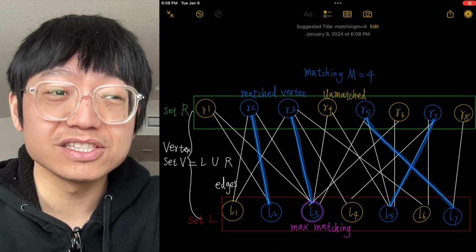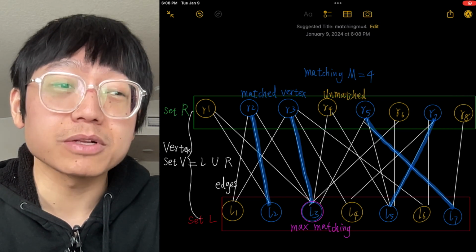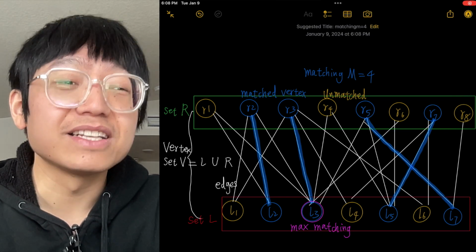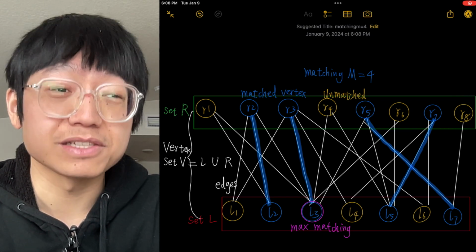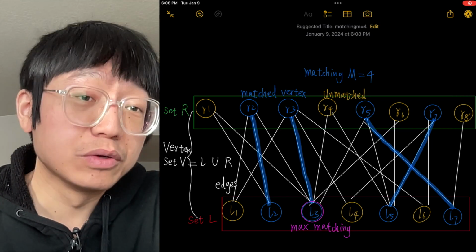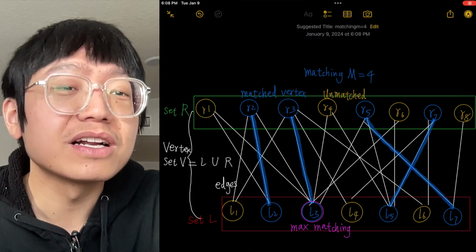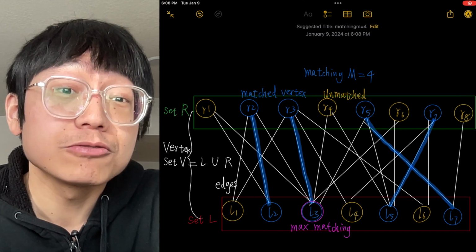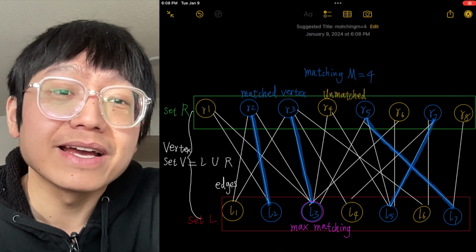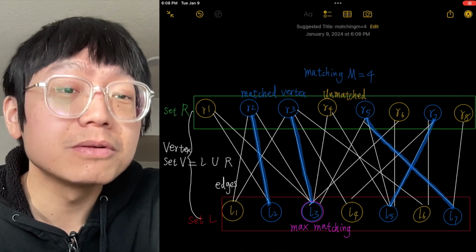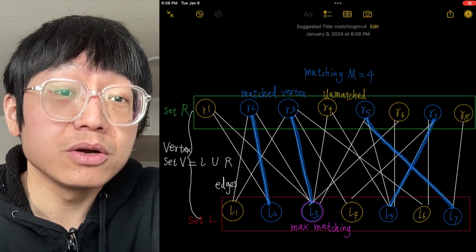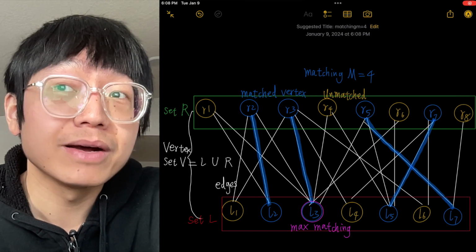So a matching is maximum if there's no matching that includes more edges, and this is the largest possible matching for this graph. A maximum matching is always maximal. The reverse is not always true. A maximal matching is not necessarily maximum. A maximal matching is one where you cannot add any more edges, while a maximum matching is the largest overall, and there are no other matchings with more edges.